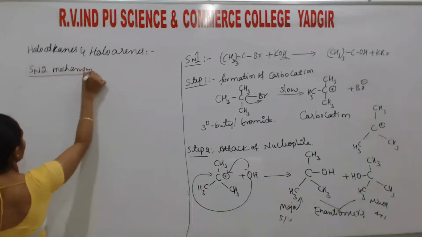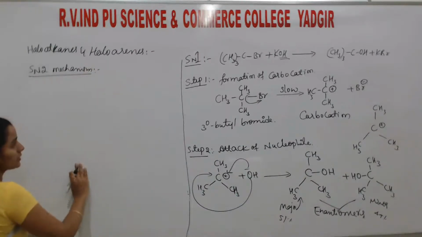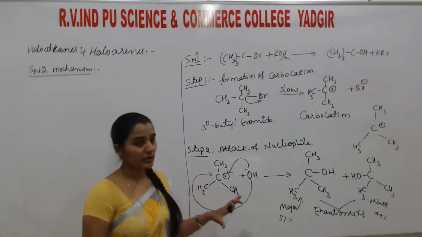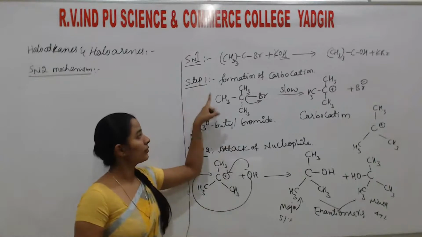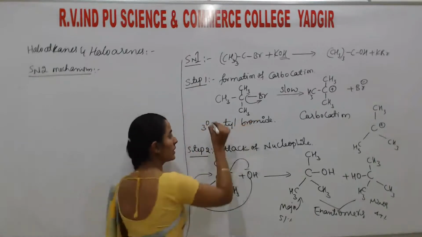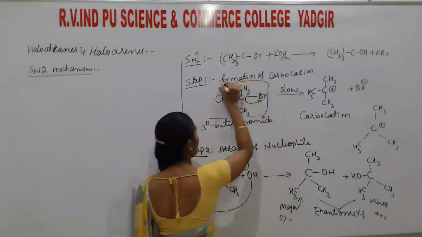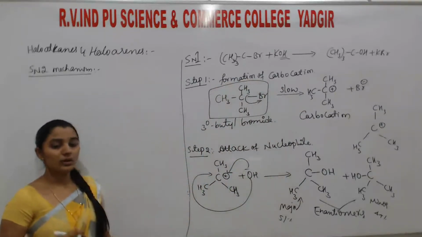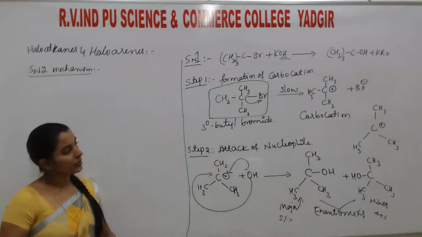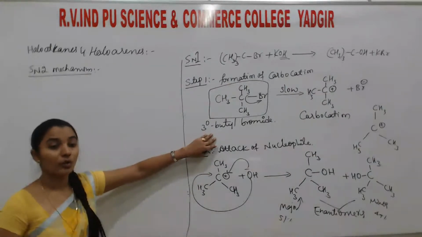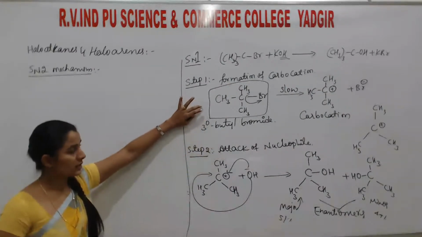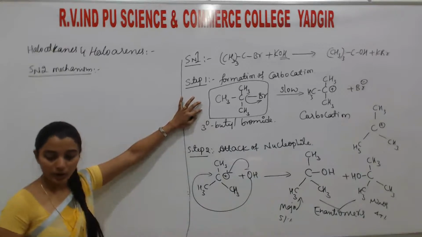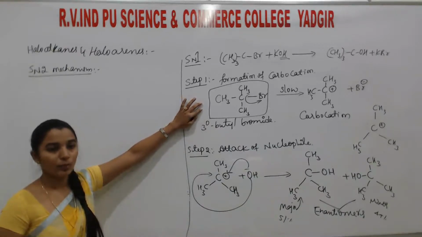So why is it called SN2 mechanism? First, why is it called SN1? It is unimolecular. It depends only on the carbocation. However many carbocations are produced, that much product is going to form. Understood? So here tertiary butyl bromide is there. So this complete reaction depends upon what? The tertiary butyl bromide compound.